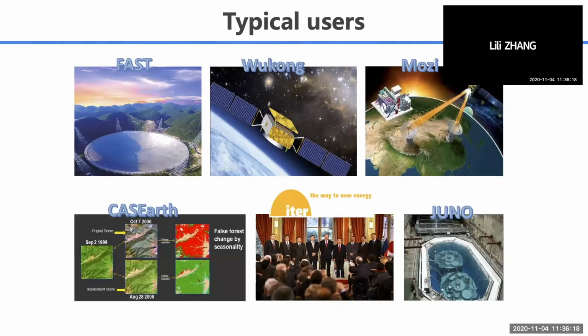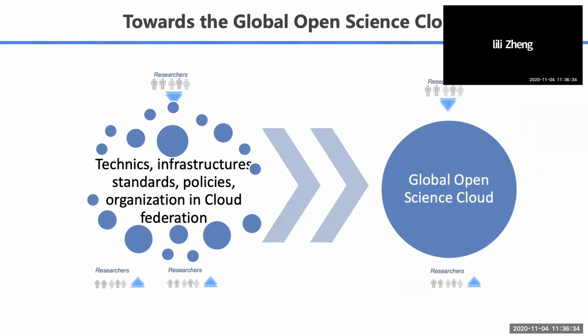And based on all of this, here are some examples that support different science programs, like what we do to support FAST, Wukong, MOS, and a lot of other things. Next, please. So based on our practice so far, what we think is the researchers could do their research on the existing environment. But after a better exploration of techniques, infrastructures, standards, policies, and even organizational things, can we get better connected in the Cloud Federation? This way, the researchers can not only do their research in their existing cloud, but also turn to a kind of universal platform for better collaboration and a larger scale of cross-disciplinary research.